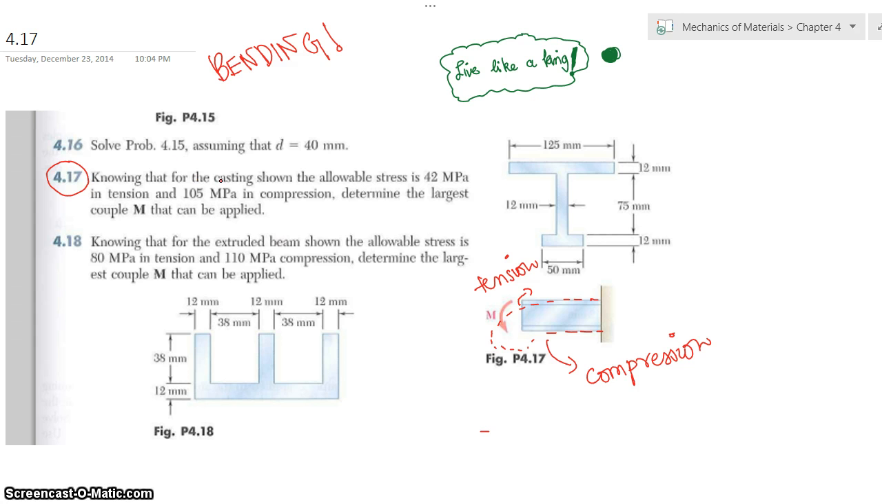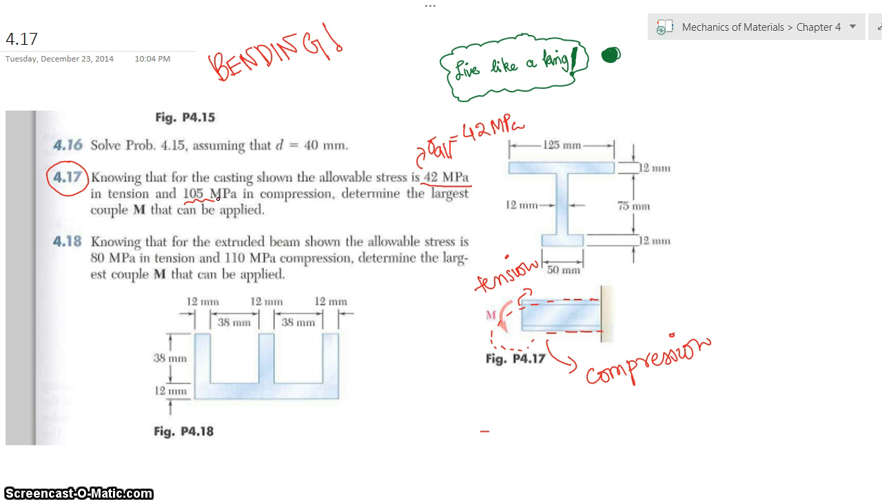We have another question in bending, question 4.17. The question is asking: knowing that for the casting shown the allowable stress is 42 megapascal, so this is my sigma allowable, 42 megapascal in tension and 105 megapascal in compression, determine the largest couple M that can be applied.